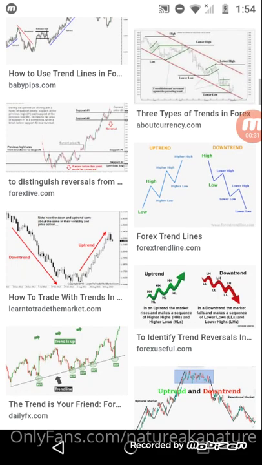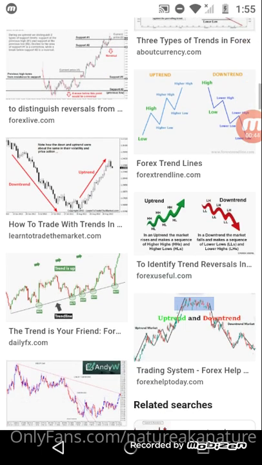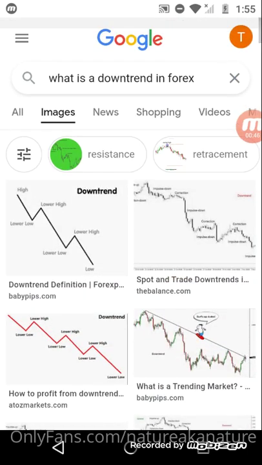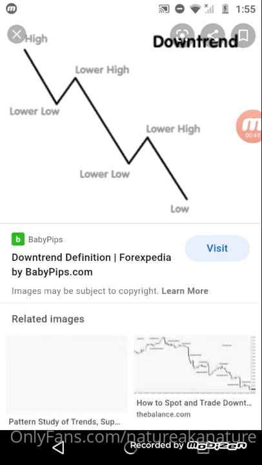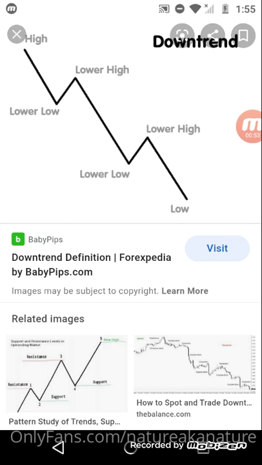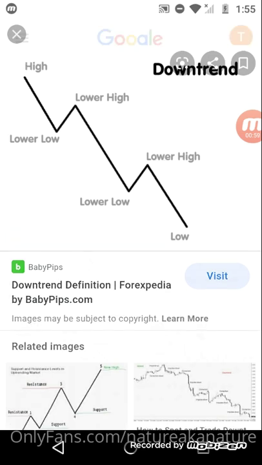So you got the uptrend and downtrend. Downtrend is lower highs and lower lows. You see lower highs and lower lows. That's a downtrend. So boom, you sell at the top, and if you were buying, you would buy at the bottom. So for this example, you're selling at the top, at the high.